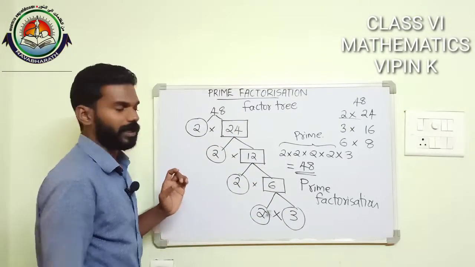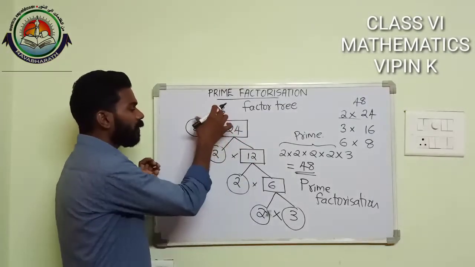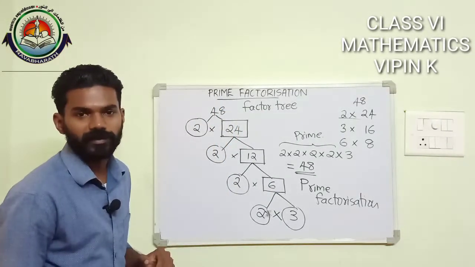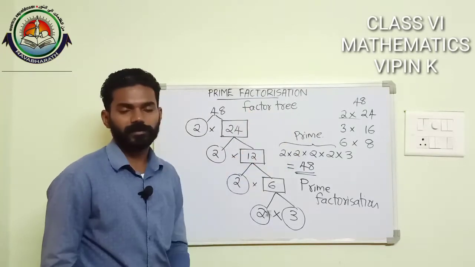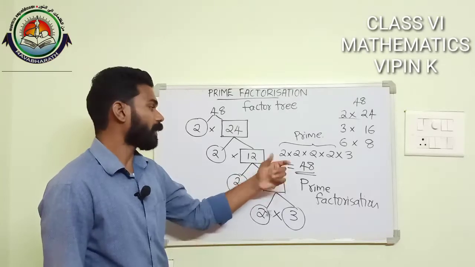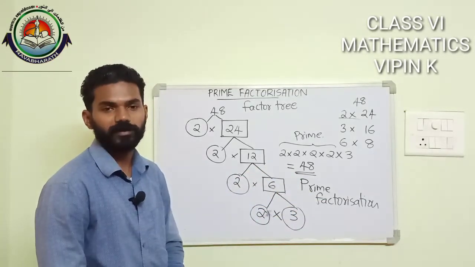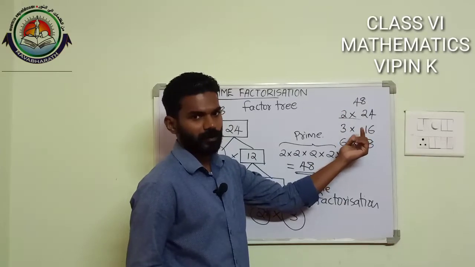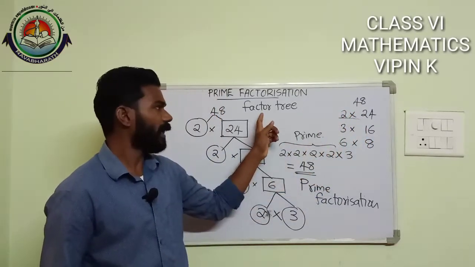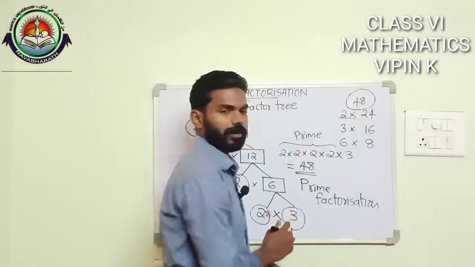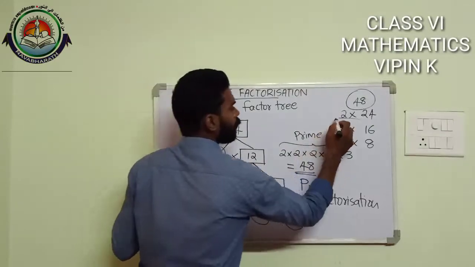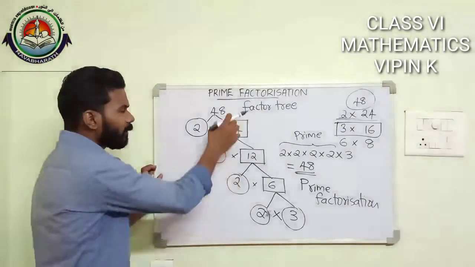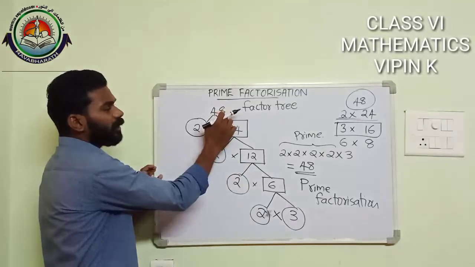We are drawing it, and all the numbers on those branches are factors of the number on the top. Clear? So this is a method called the factor tree method, by which we can do prime factorization of any number. Let's check some other ways of prime factorization by the factor tree method for the same number 48. We started from 2 into 24. We can also do 3 into 16.